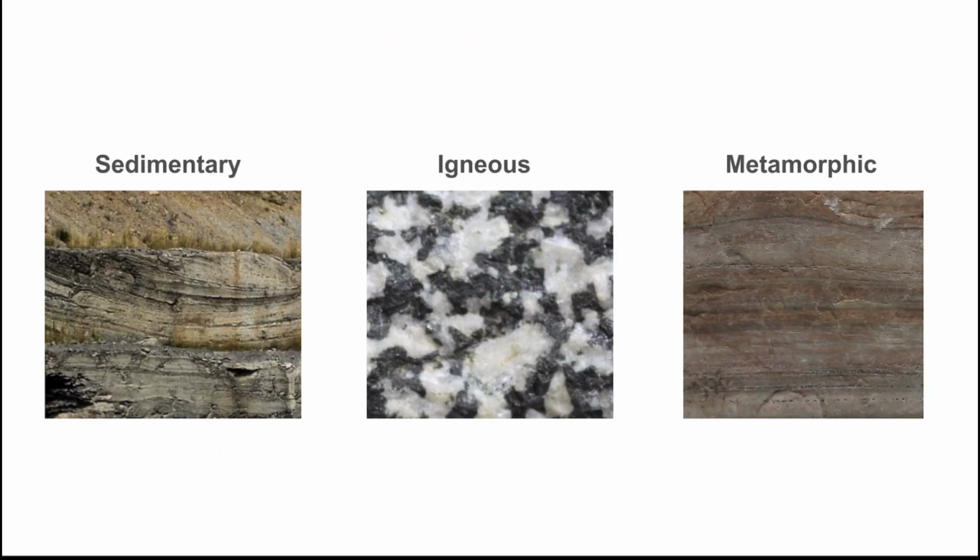To summarize, there are three main types of rocks. Sedimentary rocks form from sediment at the Earth's surface, igneous rocks form from molten rock originating below the surface, and metamorphic rocks are ones that change type due to environmental conditions.